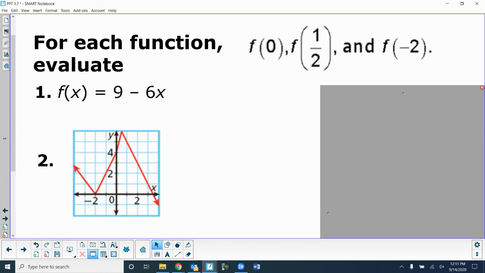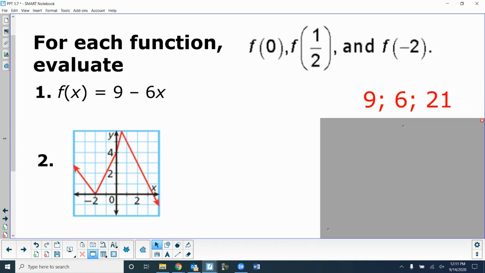When it's 0, it's 9, right? When we have f of 1/2, what do we end up getting? 6. Very good. And f of -2? 21, right? So all we're doing is substituting the number in for the x and then figuring it out, right? So we're doing the same thing here when it's in graph form.